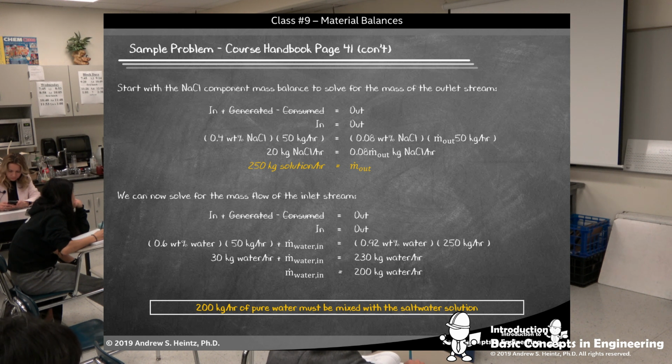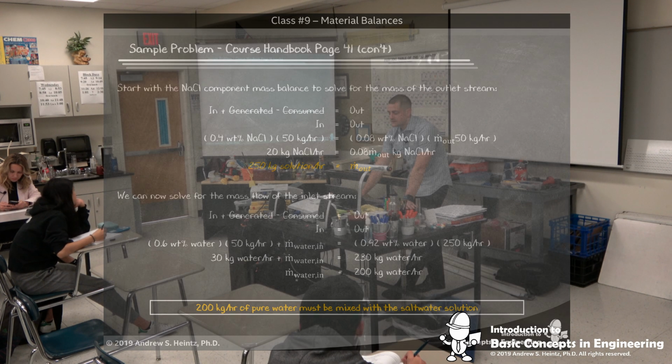And now we can go to the total mass balance, right? So if I go back to the picture, now we know that we have 50 coming in, and we have how many coming out? 250. So what do I have to have coming in? 200. All right, let's see if I did it right.